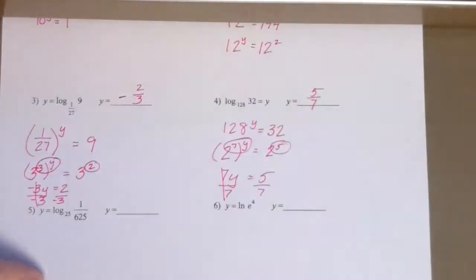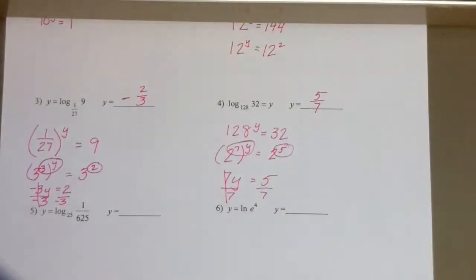5/7. Why is it not negative 5/7? Because there's no fraction. I'm not going from a fraction to a nice number or a nice number to a fraction. If I'm going from nice number to nice number, or if I'm going fraction to fraction, and I'm not changing forms at all, there's no negative. Okay? Any questions there?